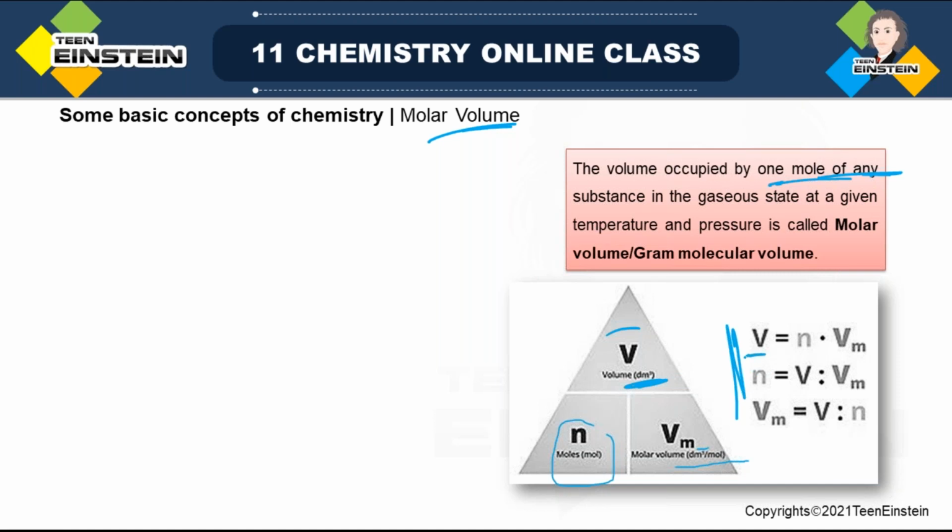So volume is equal to the number of moles multiplied by molar volume. Similarly, n is volume divided by molar volume, V by Vm. And molar volume is V by n. The first one is simply multiplication. So in this way, these 3 terms are related to each other. Now in a problem, maybe 2 of them will be given. Obviously, you can then find the third one.